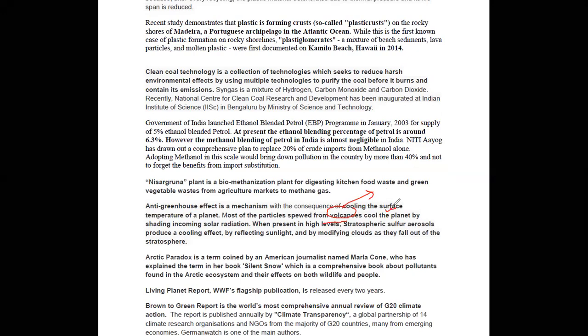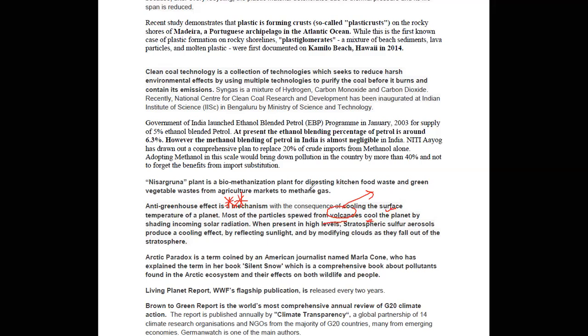These particles which are coming out from volcanoes will cool the planet. Why? Because they are reflecting the incoming solar radiation. These particles will come out, they will reflect and shed the incoming solar radiation, and they will cool the planet. So that's why this is very important. They can ask you which of the following causes anti-greenhouse effect, and if you have not read it, you will more often than not take this as not causing an anti-greenhouse effect. The particles coming out from volcanoes causing a greenhouse effect is wrong. It is causing an anti-greenhouse effect. It is cooling the planet.